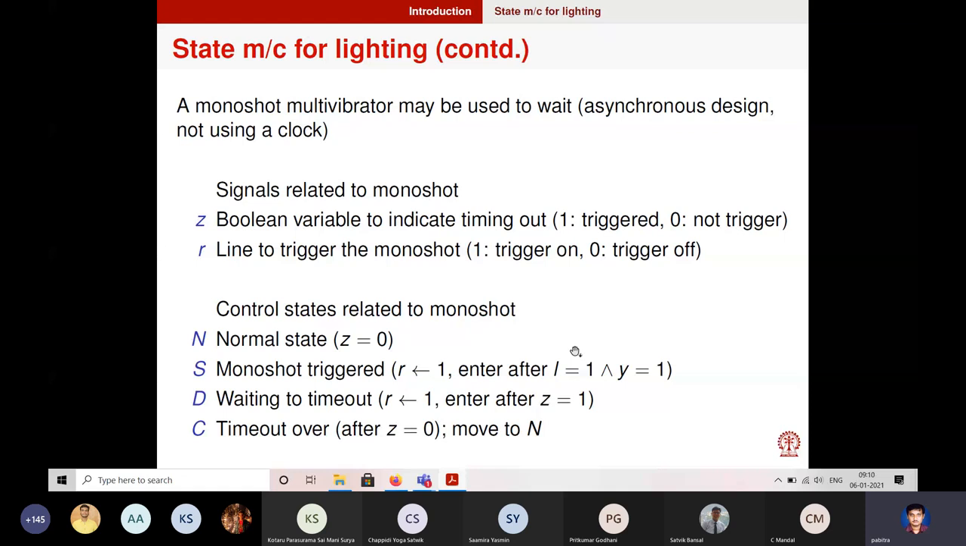So what is the advantage of this? First advantage is you don't need this stopwatch kind of thing which counts down from 1000 to 0. You need not look at the watch clock, with so many digits, a 4-digit decimal number counting down. All those things you don't need. It's directly event triggered. L equal to 1, Y equal to 1, the monoshot fires, stays for some time, and comes down. So that's the advantage.